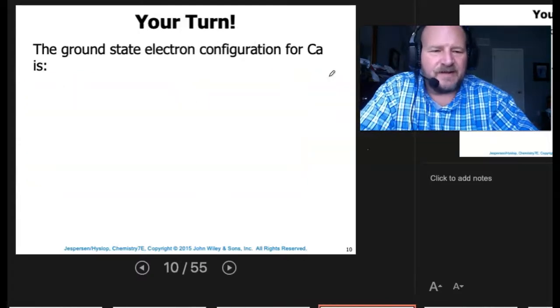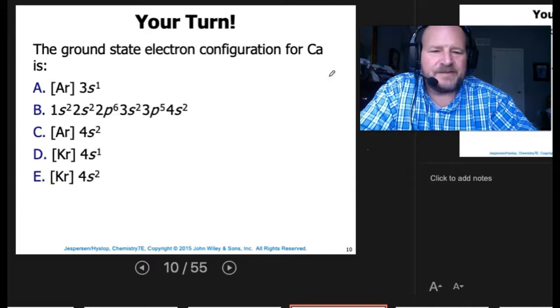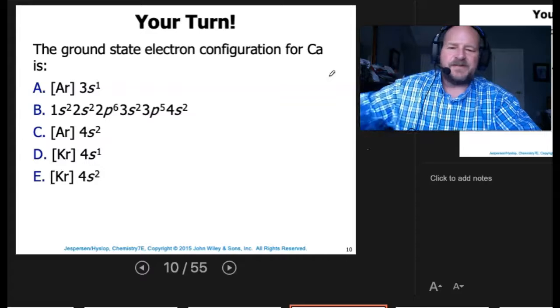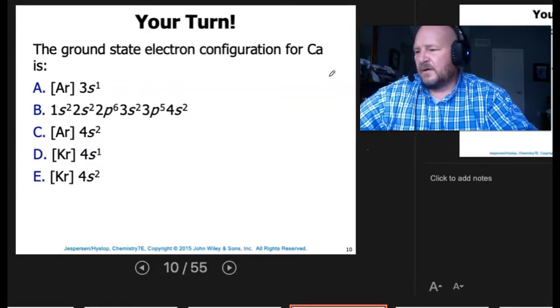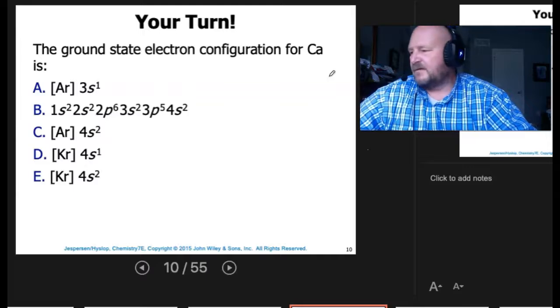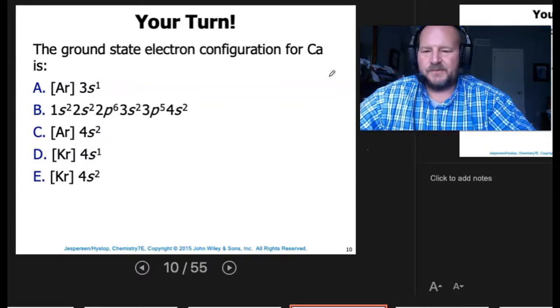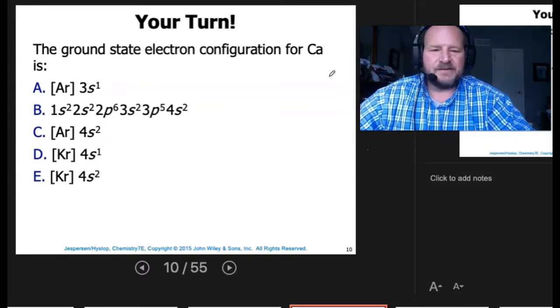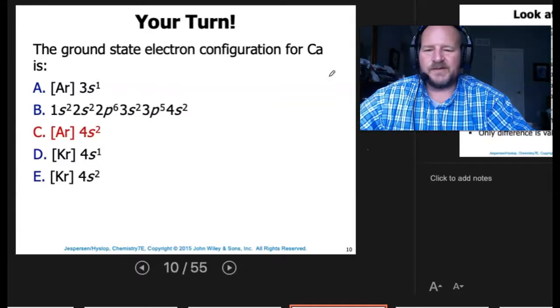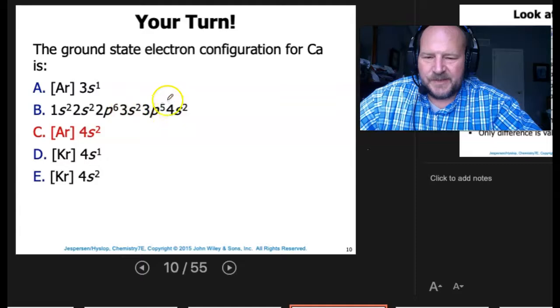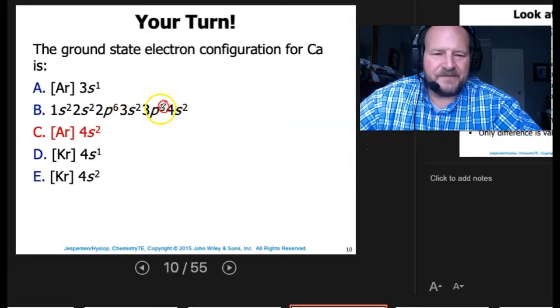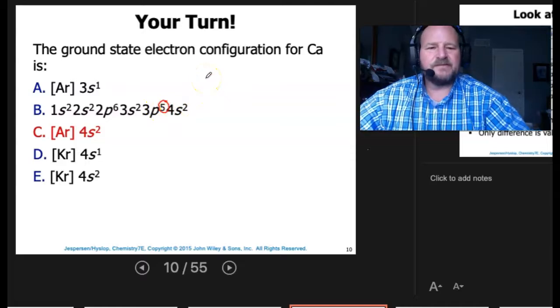All right. So the ground state electron configuration for calcium then is which one of the following? So again, we'll look at our periodic table. We'll find calcium. The core before that would be argon, and calcium would be 4s2. So that means we would use argon 4s2. Okay. Now this one looks like it could be it until we get to right there. Notice we only have 5 electrons in that p. That p needs to fill before we go on to that 4s.